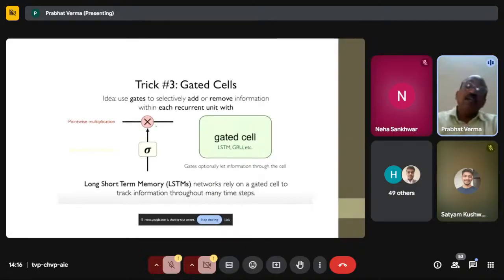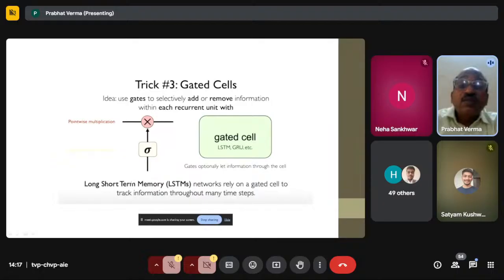And next, the third important trick is gated cells. Gated cells use gates to selectively add or remove information within each recurrent unit, right? So gated cells imply that you have some sort of gates which prevent or forward some information to the next cell. Okay, so they optionally let the information through the cell, which means information can be stopped as well as forwarded.